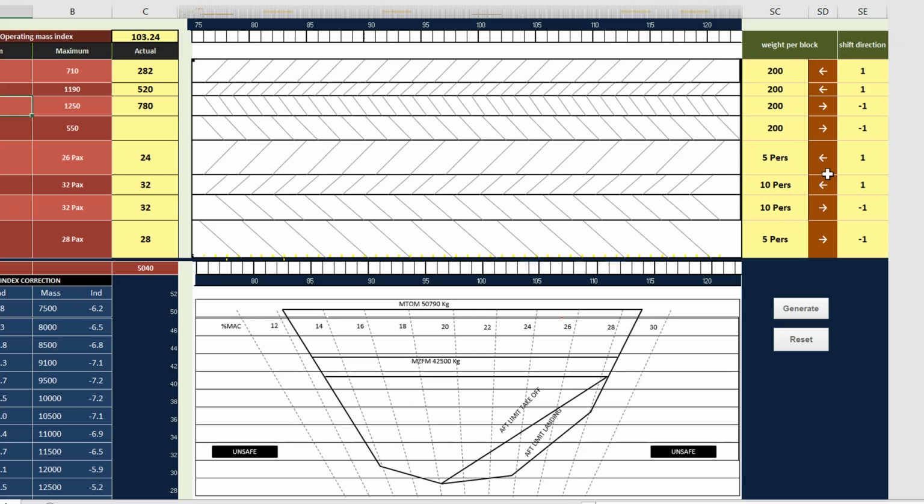So we can see here there are a couple of parameters that we can control. We can adjust weight per block, we can shift the directions, we can also put the dry operating mass index values as well as all the passenger counts and their hold values, right? So based on that, if we generate the graph, it goes over here on the actual curve, and if it falls under this takeoff limit, that means the flight is safe to fly, and if it is out of the range, that means it is unsafe. So we can reshuffle the values to make it safe to fly.